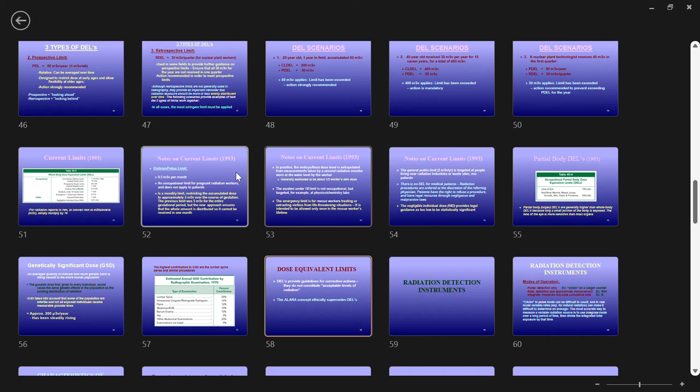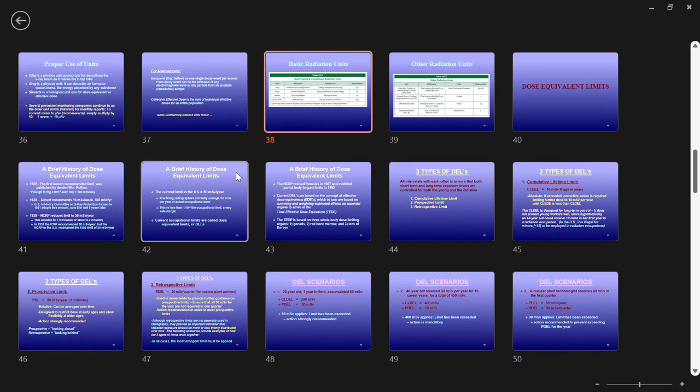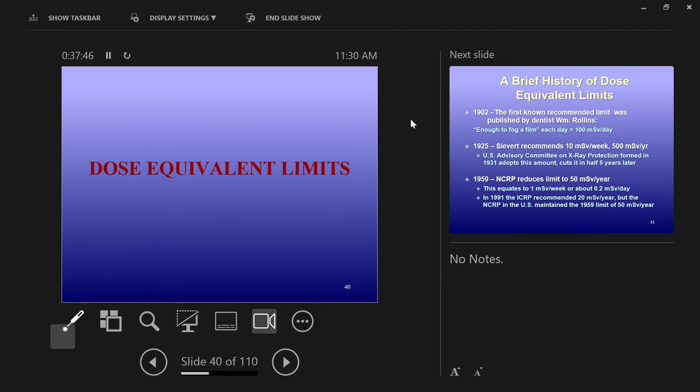What's important for the radiographer is learning about what kind of limits we have to our exposure to radiation, and maybe how those limits have changed over time. So this is moving on to a brand new section here called dose equivalent limits.